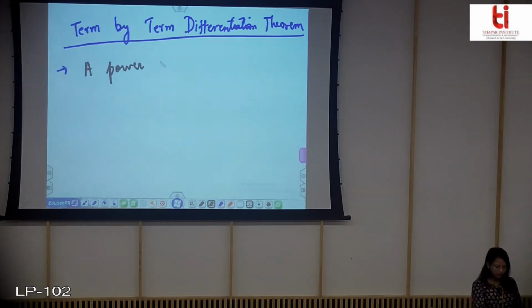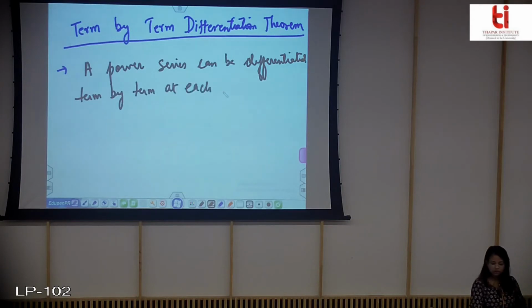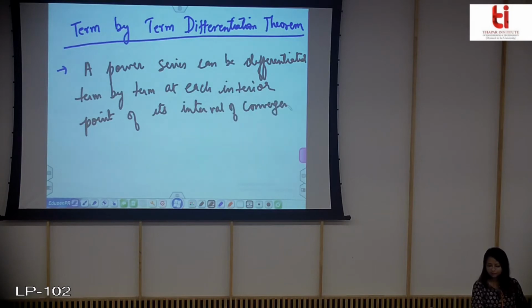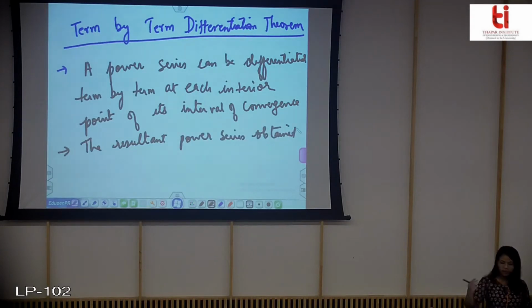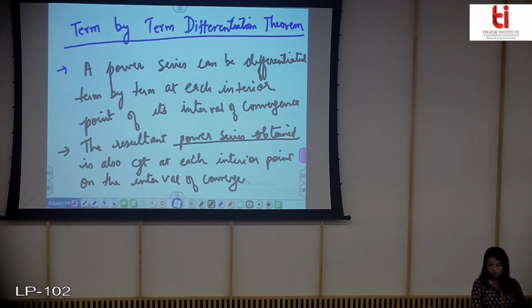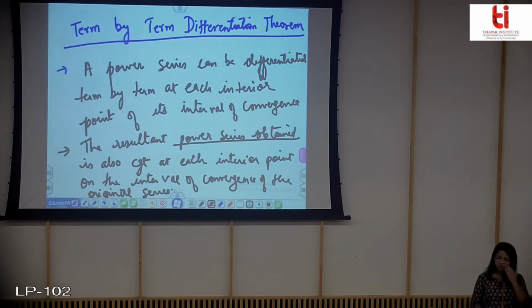So let us write: a power series can be differentiated term by term at each interior point of its interval of convergence, and the second is the resultant power series obtained, like after differentiating term by term, the power series obtained is also convergent at each interior point on the interval of convergence of the original series. So this was the basic idea.